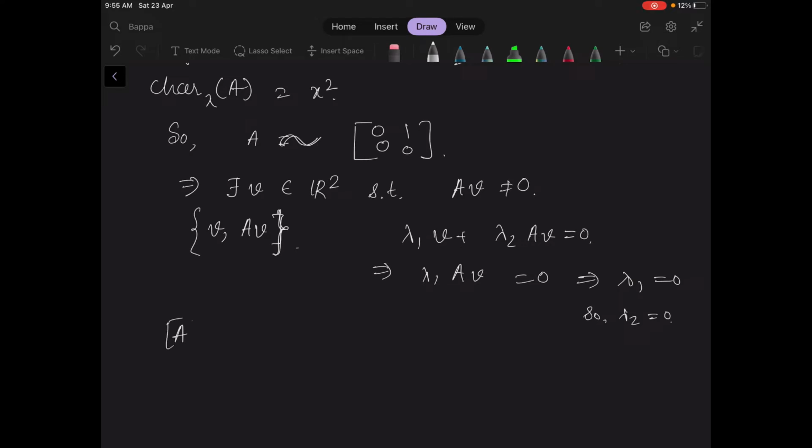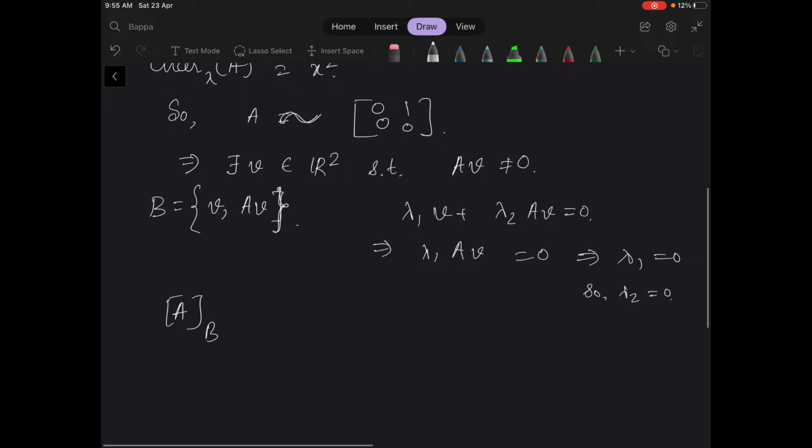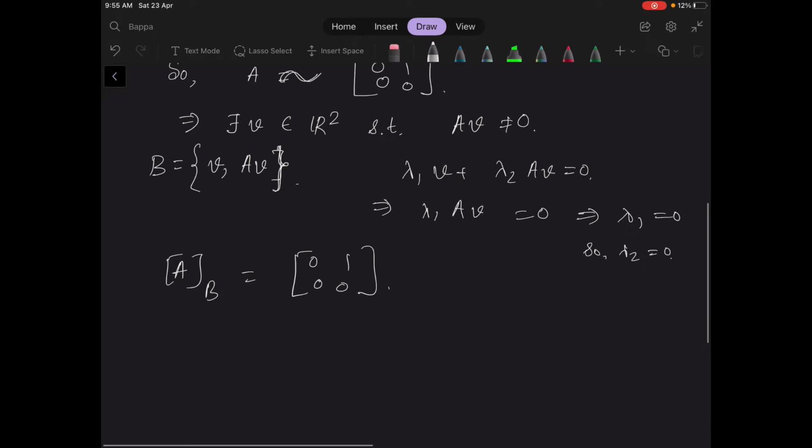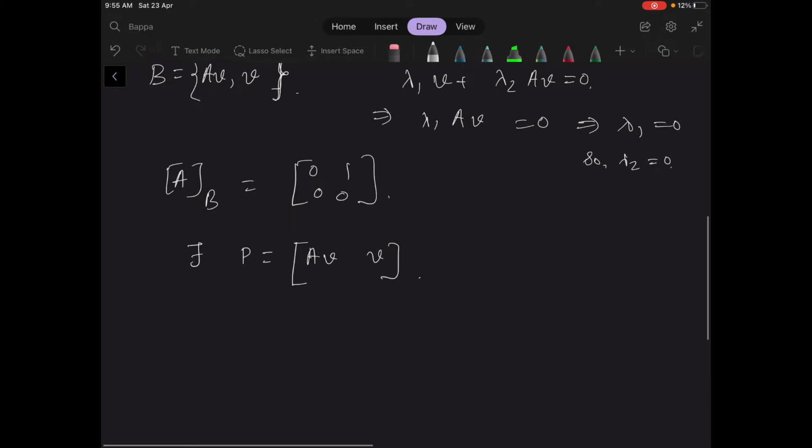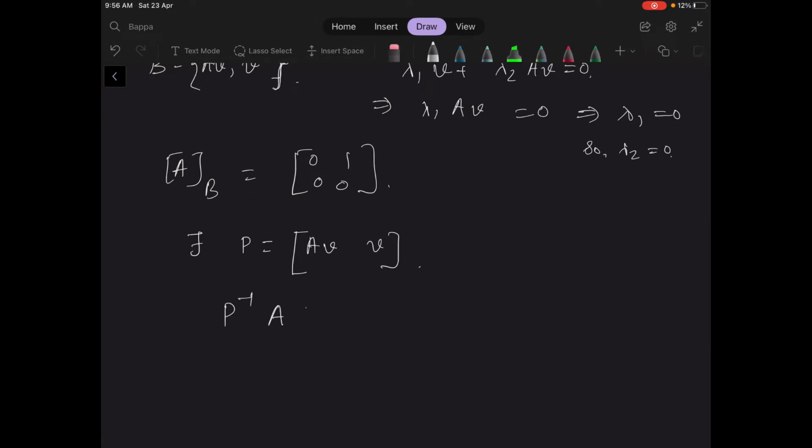Now A with respect to this basis, if we name it B, it is equal to 0, 1, 0, 0. So A is equivalent to that matrix. Actually, I must be careful, it is the other way around. If I take A V and V, then it is going to give me this 0, 0, 1, 0 matrix. So there exists this matrix P equal to A V and V such that P inverse A P is equal to 0, 1, 0, 0.